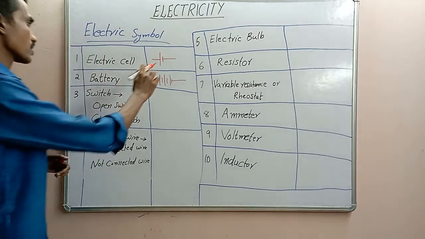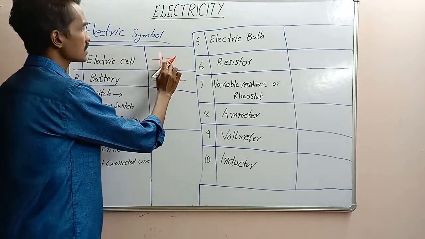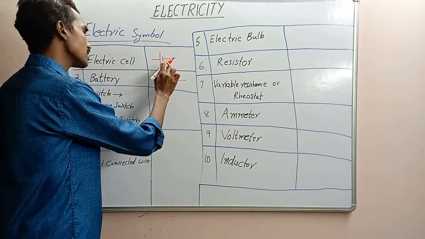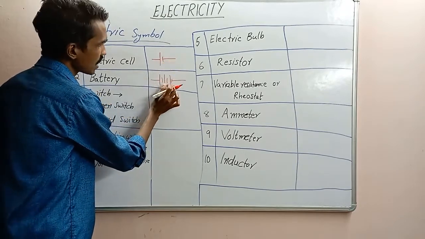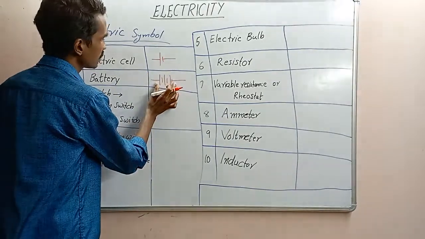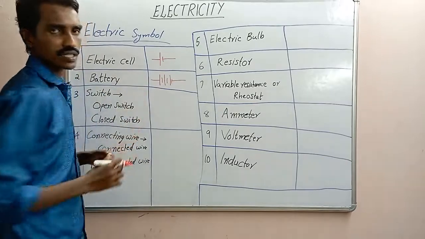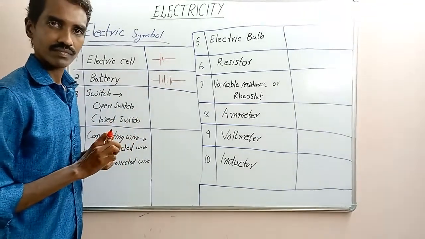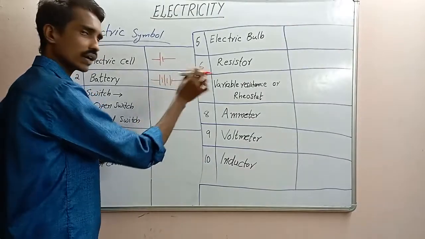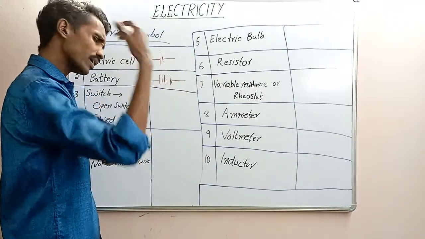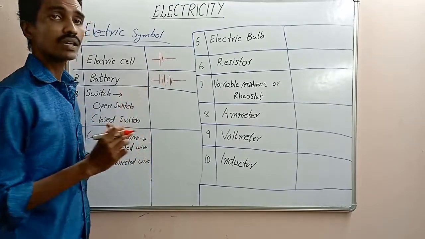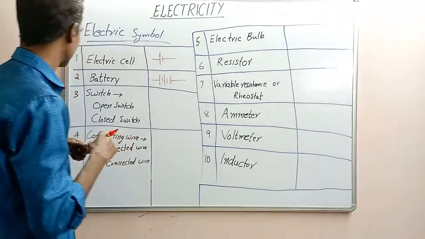Many cells. So a single cell is there, and another single cell. When many single cells are together, we call it a battery. When 3, 4, 5, 6, 7, etc. electric cells are together, they form a battery.